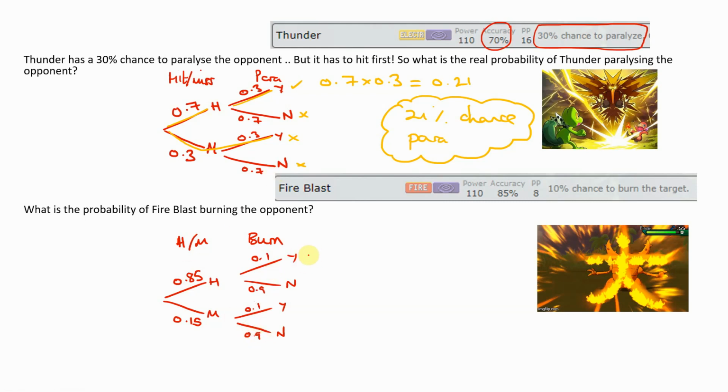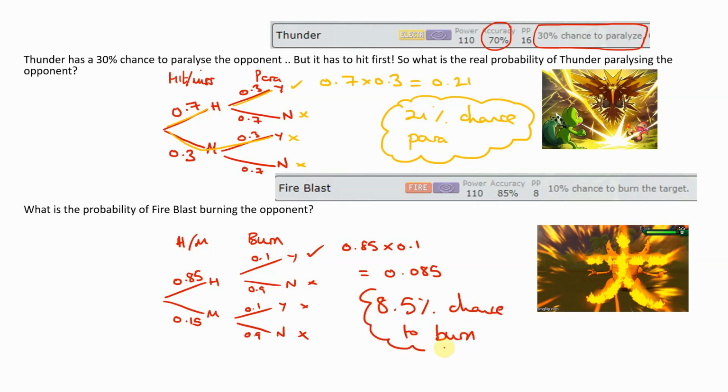Again, we're looking for the same path. It's just going to be the hit and burn. These ones are not going to burn, this one here, because it's missed. It's not going to have any secondary effect if it's not got its first effect of hitting. So our probability is going to be 0.85 times 0.1. This is going to be 0.085, so it's actually an 8.5% chance to burn.